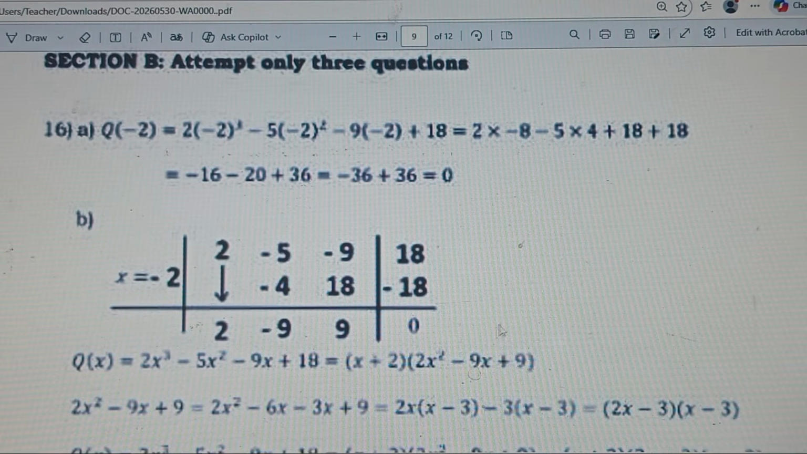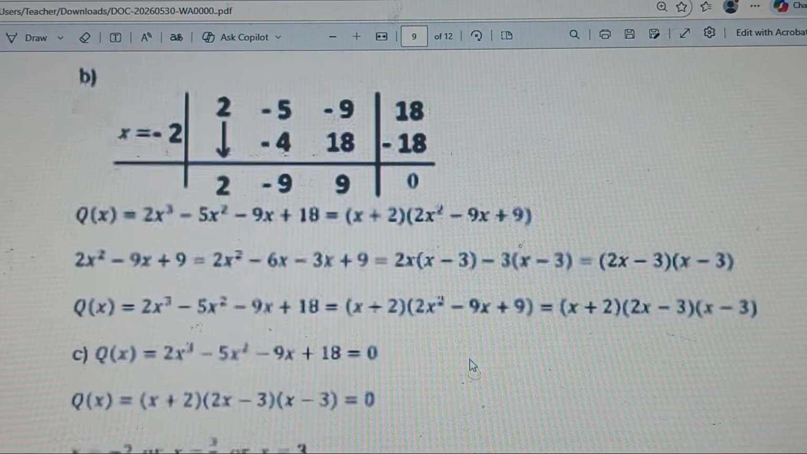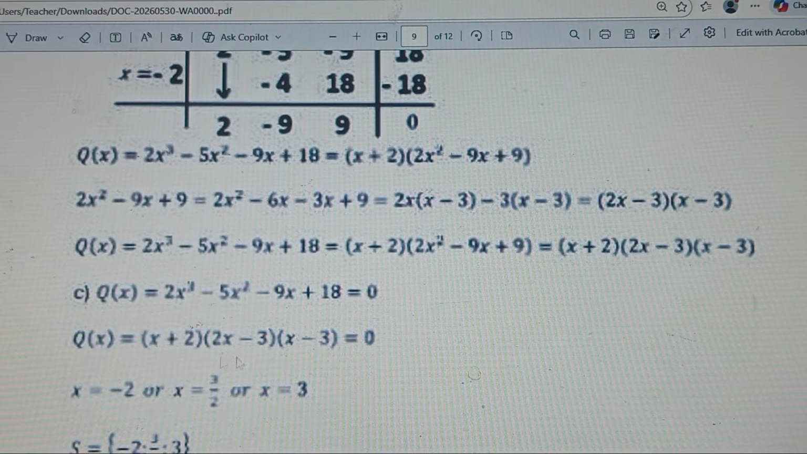This means x plus 2 times the quadratic function, with x power 2, x power 1, x power 0 coefficients. Then you continue to factorize that quadratic function. You can use delta or factorization. Factorizing, you get 2x minus 3, then x minus 3, and the other factor x plus 2. Then the answer is that one.